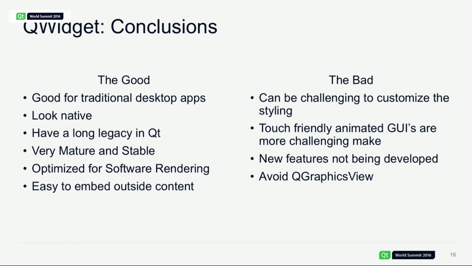So, conclusions about widgets: use widgets. Widgets are good. If you're trying to create a traditional desktop app that looks native, think about the IDEs you're using now. That's the kind of interface that you can create with QWidgets. It's very robust, very mature and stable. And for the actual rendering in the software context, there's no hard OpenGL requirement. It's also easy to embed native stuff. One of the challenges, of course, is that styling can be hard.